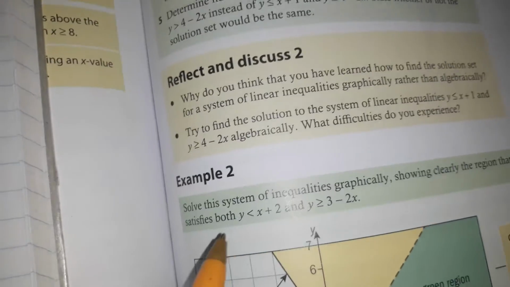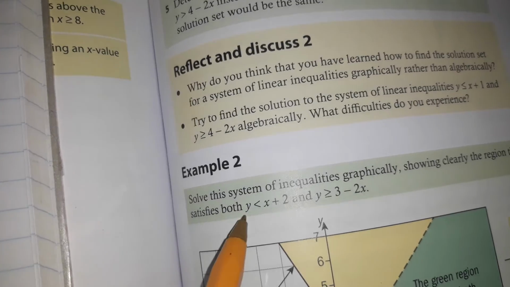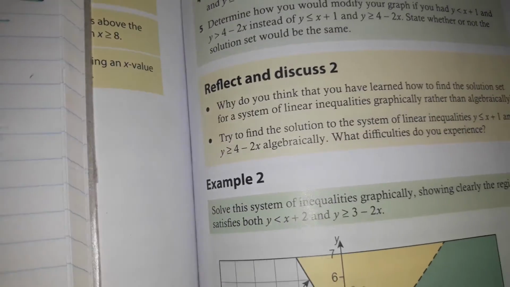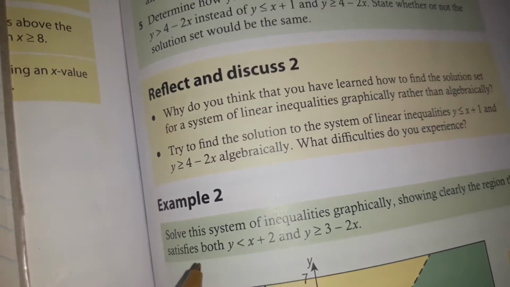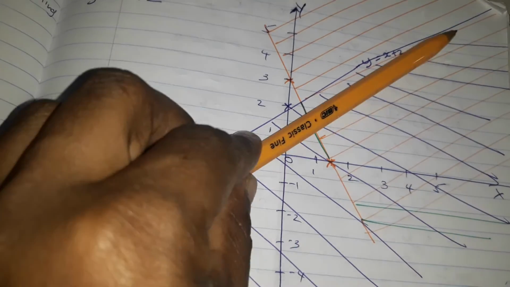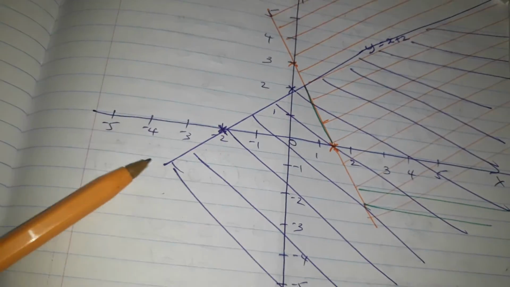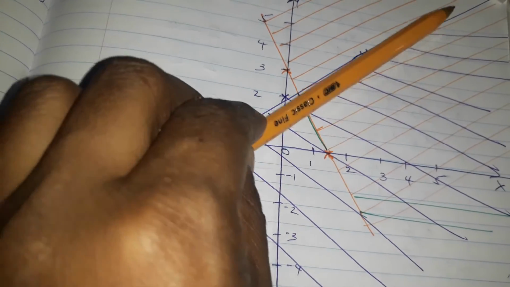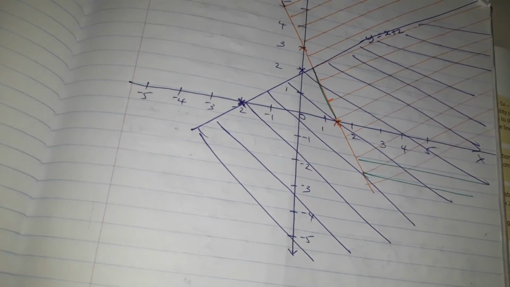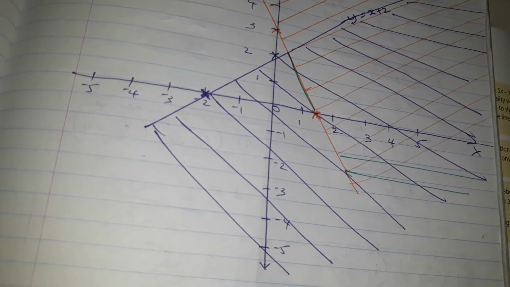Now we are going to shade. Where to shade? It says y is less than x plus 2. You will always shade the way you read. If I'm reading y is less than x plus 2, I am going to shade the less side of the graph, the bottom side. For that straight line, this is all the bottom, and you can see I've shaded that with the purple pen.